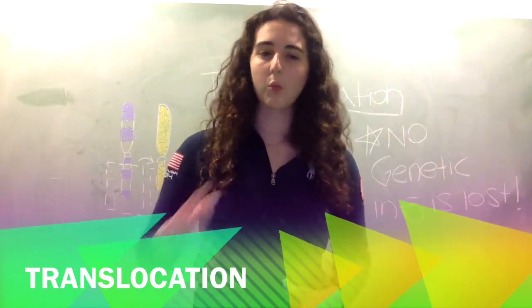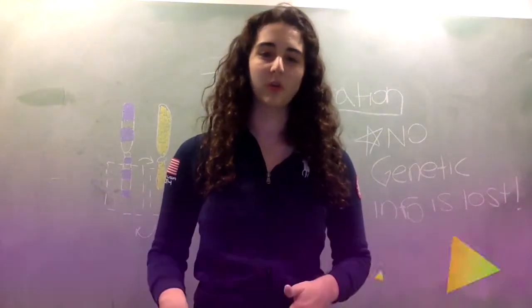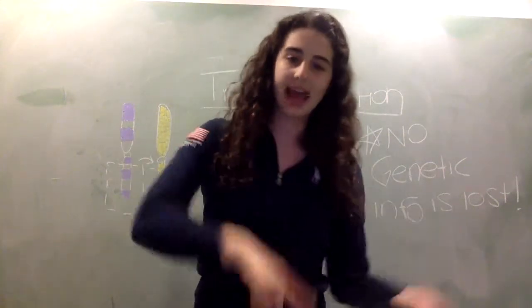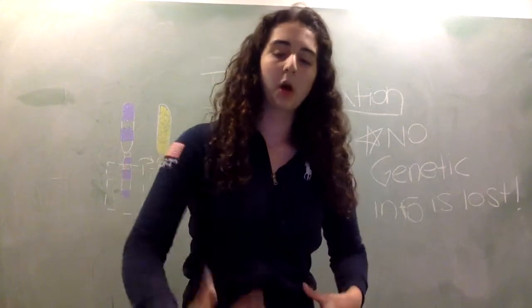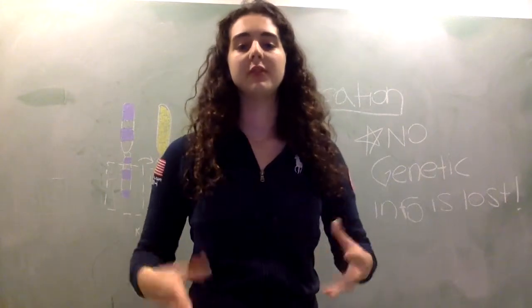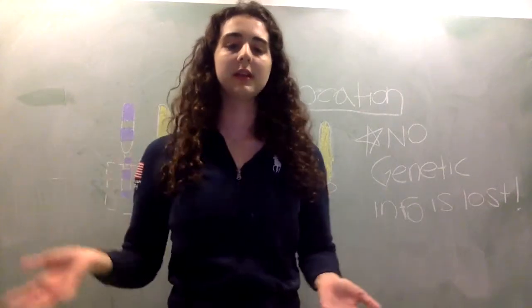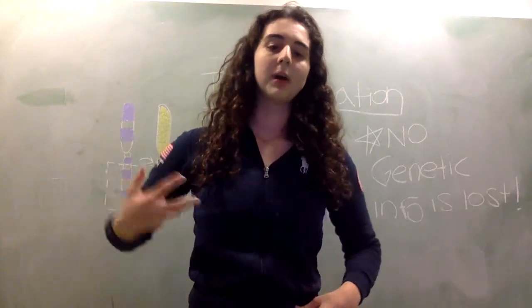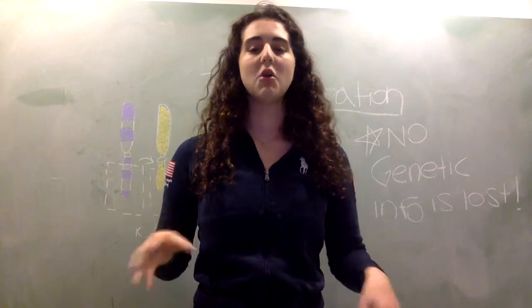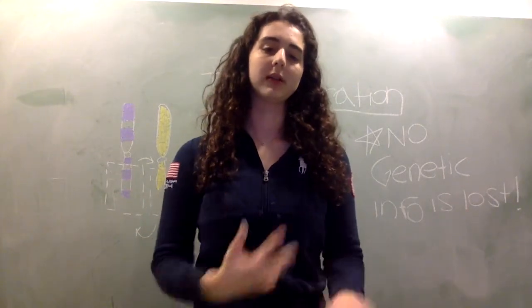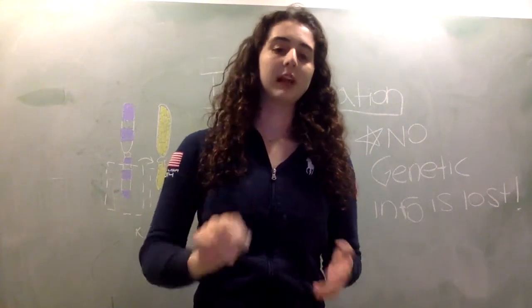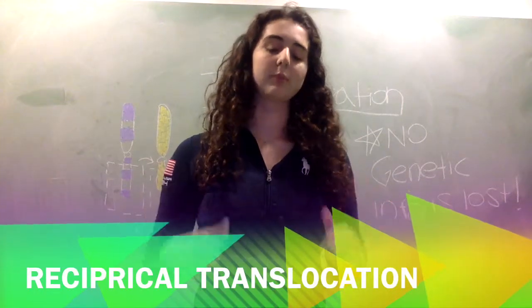So that's it. Translocations are what happens when a segment of a chromosome is detached and reattached to a non-homologous chromosome. They usually have devastating effects, like certain cancers and schizophrenia, but genetic information is not normally lost. So a translocation where no genetic material is lost is known as a reciprocal translocation.